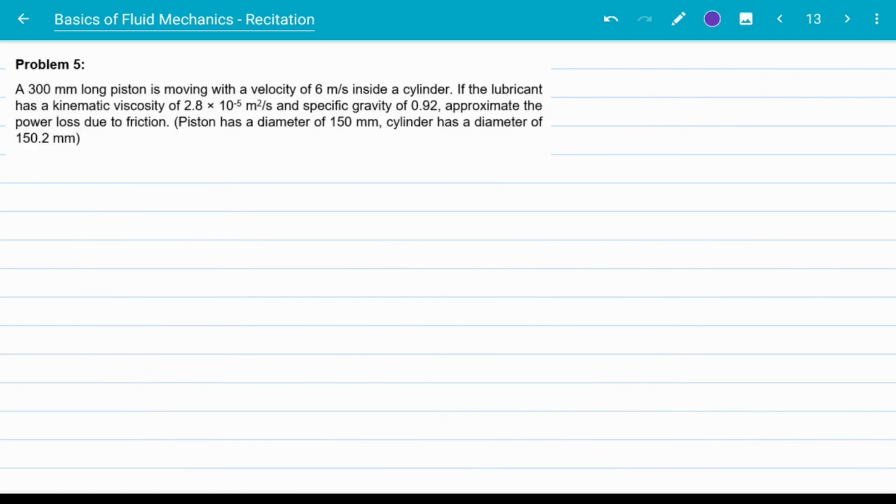All right, problem 5. We have a piston that is moving with a velocity of 6 meters per second inside a cylinder. Just like last problem, we have a lubricant that is filling the gap between the piston and the cylinder. We know its kinematic viscosity and its specific gravity. We are asked to find a power loss due to friction. So let's draw a schematic of the problem.